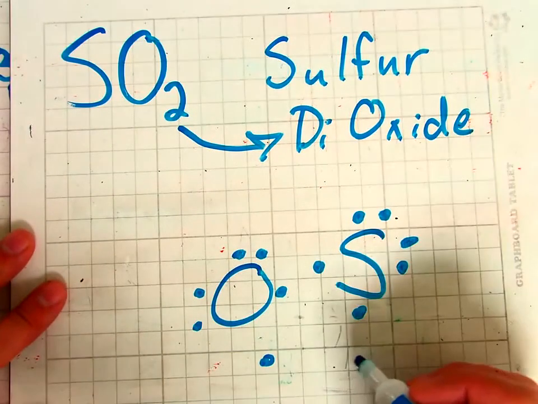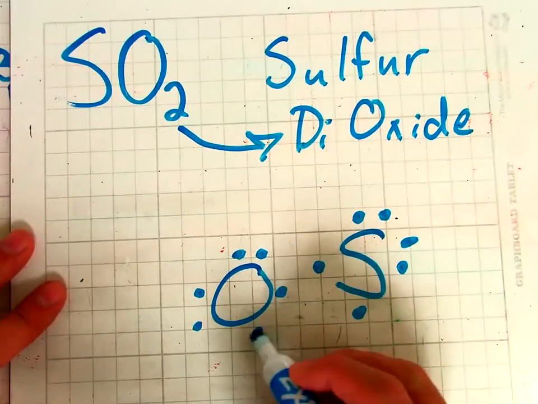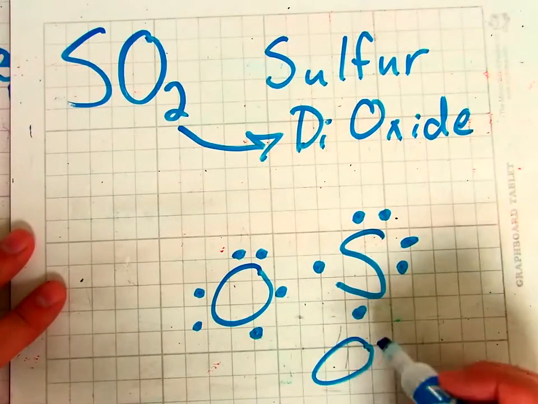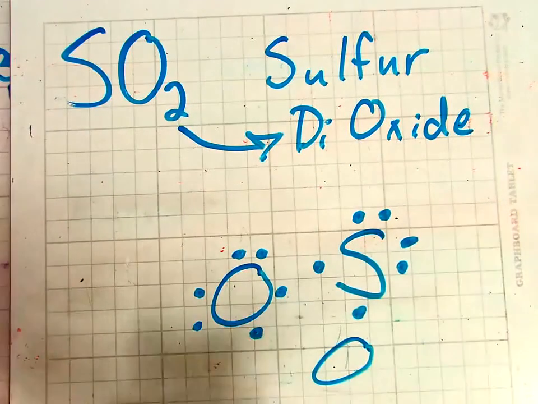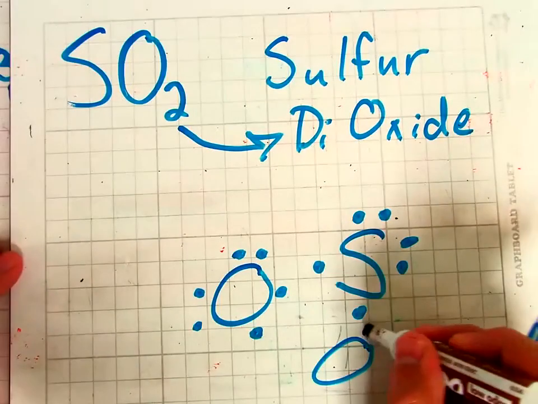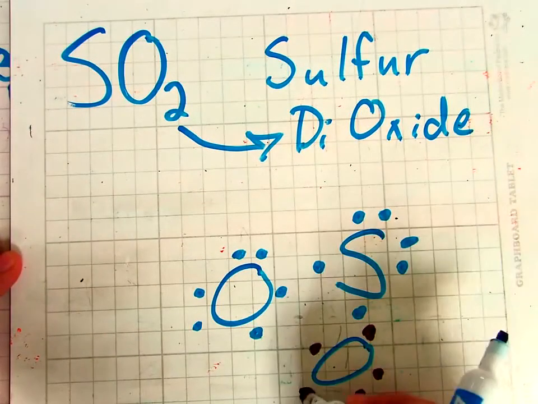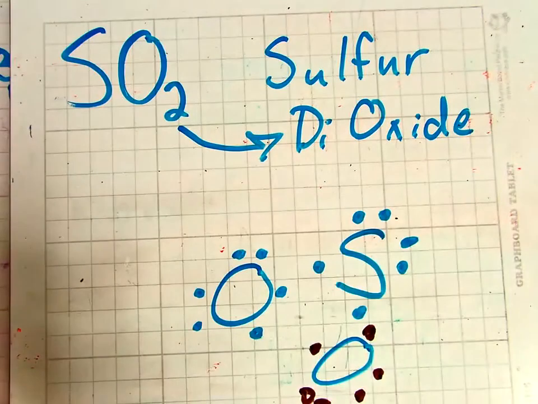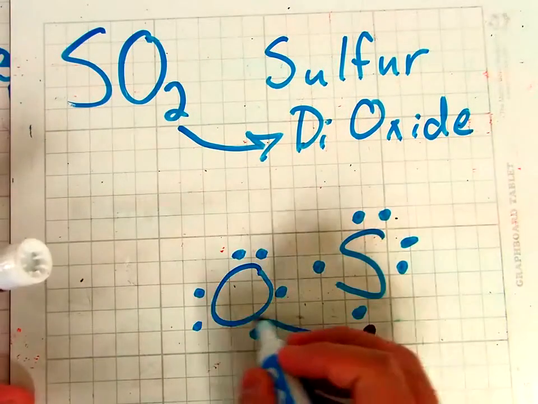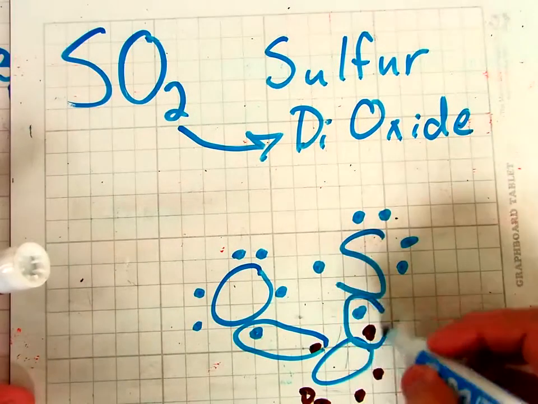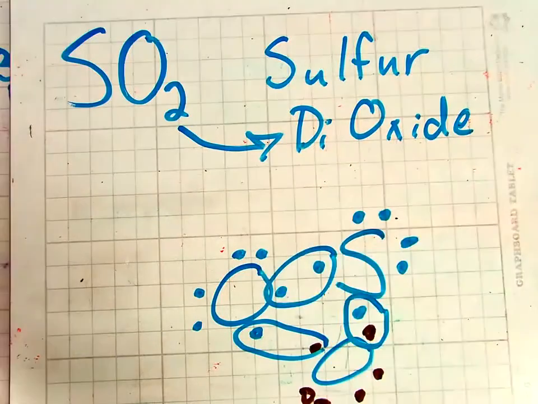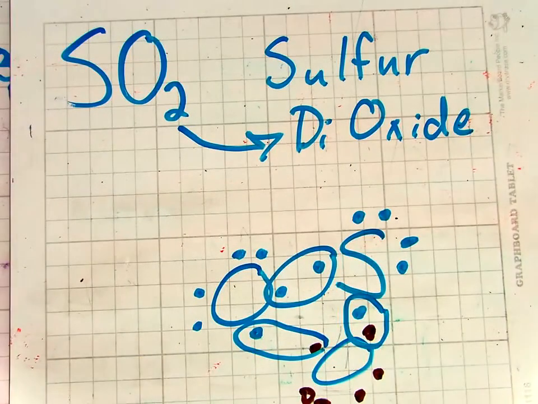So what you're going to get is, oh my, I should have drawn that a different color. So they're going to bond together in a triangle shape. Bunch of single bonds in a triangular shape. Okay?